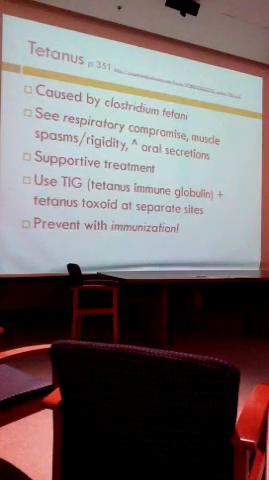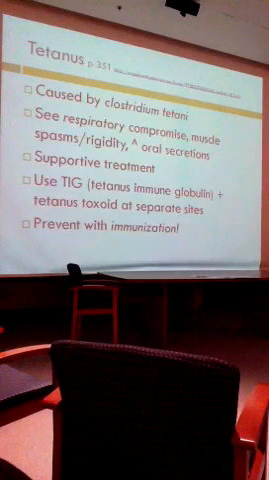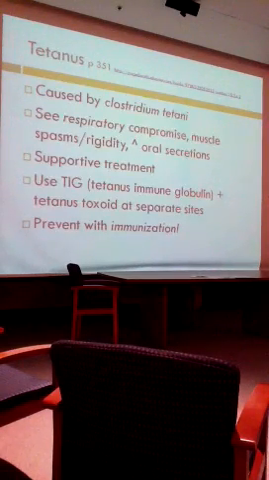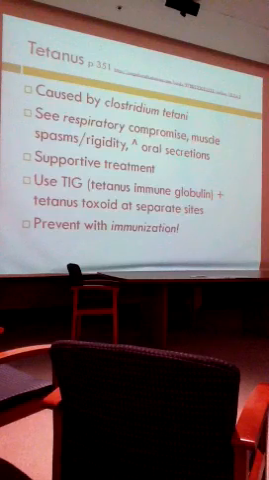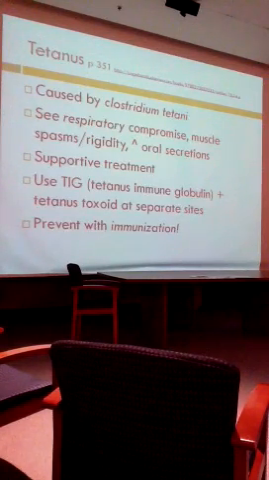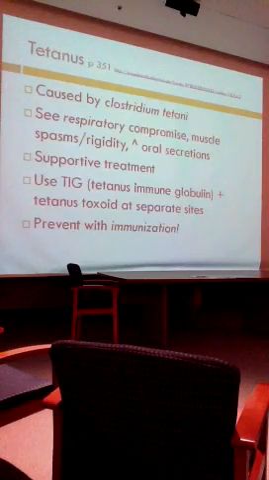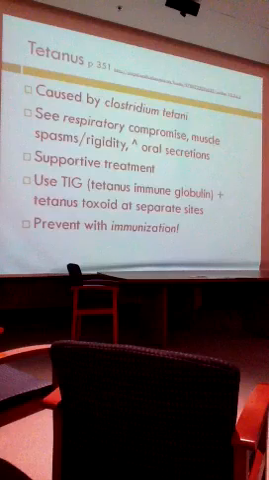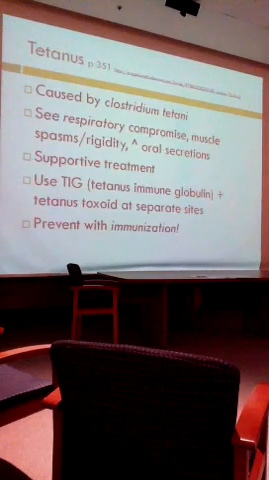Okay, tetanus. This is on page 351 of your book, back in chapter 10. It's caused by a bacteria called Clostridium tetani. With tetanus, we see respiratory compromise. This bacteria causes muscle spasms and rigidity, increased oral secretion. And when I have increased oral secretion and muscular rigidity in the neck area, then I can't swallow, and I wind up with some aspiration issues.